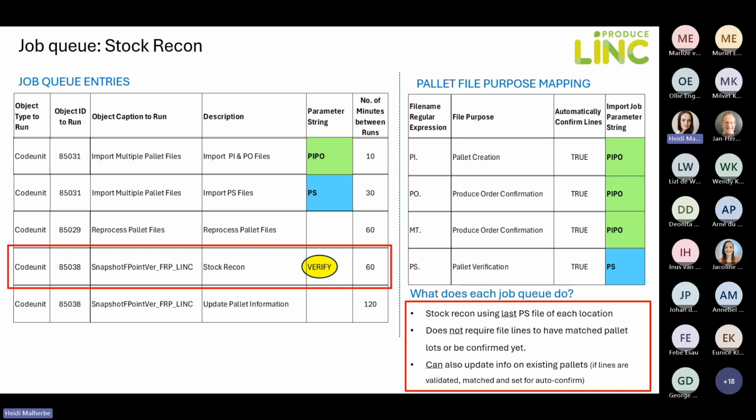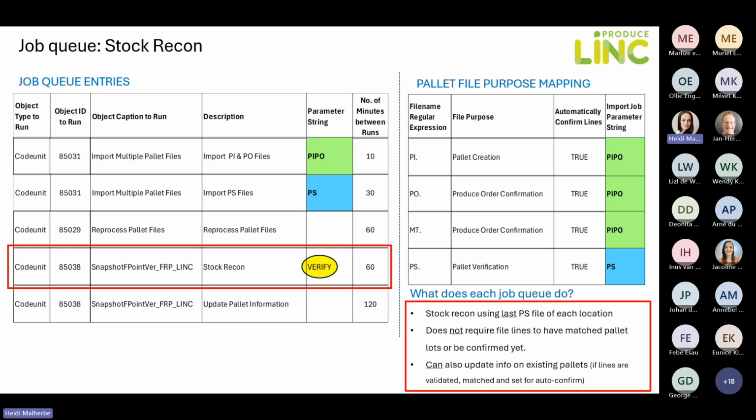If they say they have 40 pallets in stock and you say you have 30 pallets in stock, you might be missing 10 pallets for an intake that you didn't receive just yet. So it's that typical thing that you in olden days would have done in Excel with VLOOKUP using the stock files. You can now do this within ProduceLinc itself.